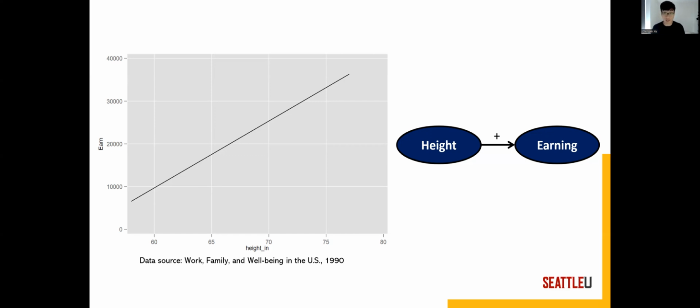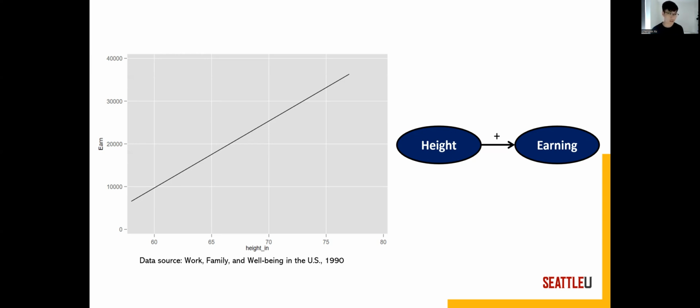Partially, you can see the correlation in the Seattle area, because the average height of people in Seattle is much higher, much taller than other places, and people get paid more in the Seattle area. So that's a correlation, right? And when you run the data, when you try to plot this kind of relationship, you can actually find a very clear linear relationship between people's height and their annual earning.